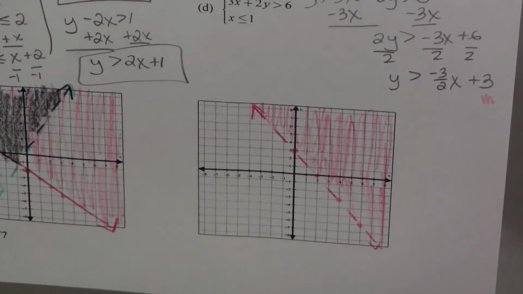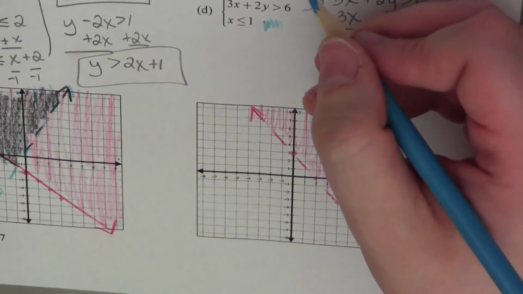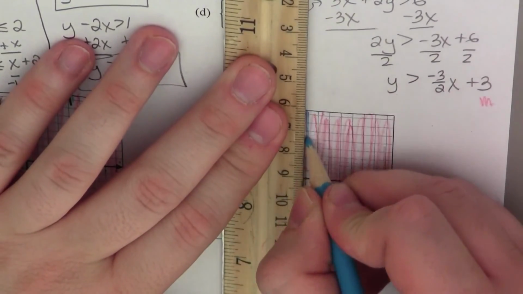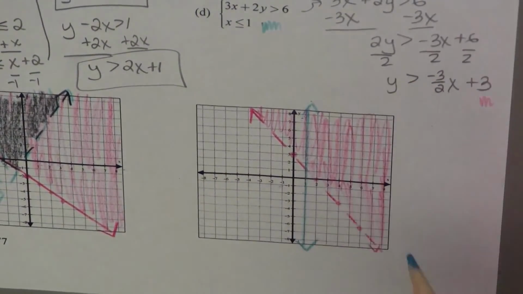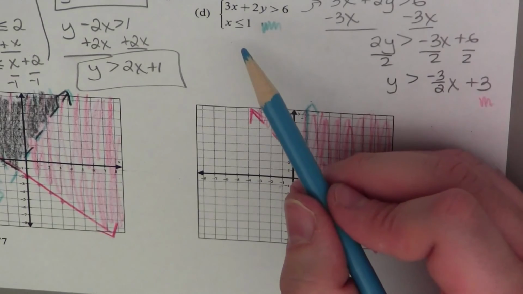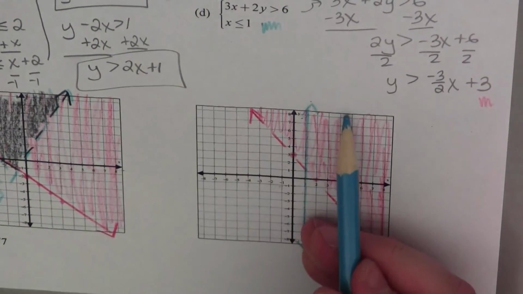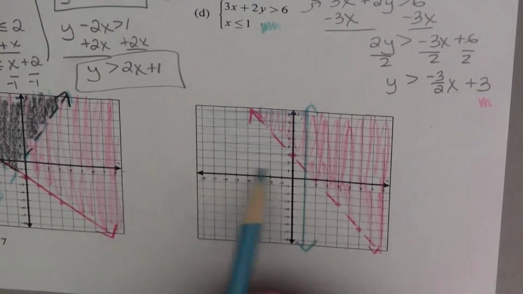Then, for that second one, x is less than or equal to 1. Well, if it was x equals 1, that would be a vertical line, so I need to draw a vertical line at an x value of 1. I'm going to use a solid line because it's less than or equal to. And since I can't do above or below here, just like in the last section, less than or equal to 1 is just going to mean to the left of 1, all the x values that are less than 1. So I'm going to shade over here.